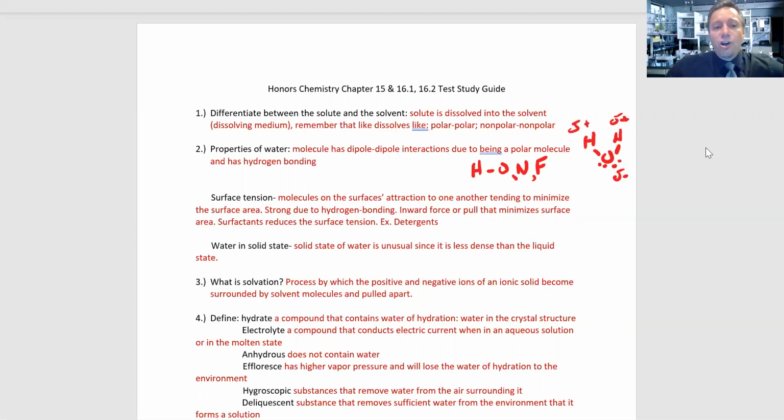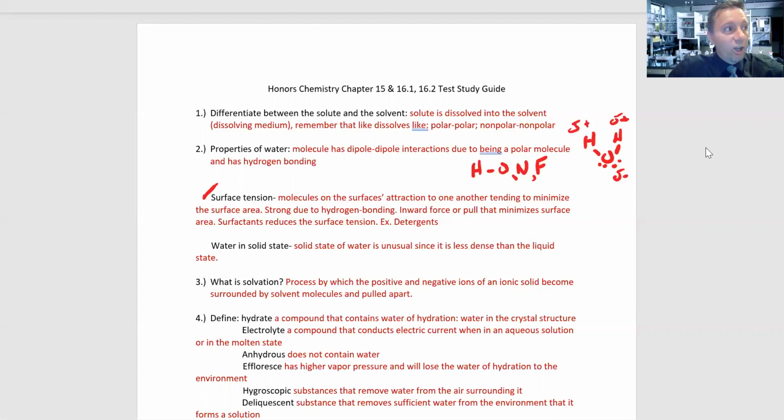All right, first off, under properties, let's look at surface tension. Molecules on the surface's attraction to one another tend to minimize the surface area. It is strong due to the hydrogen bonding, and an inward force or pull that minimizes the surface area. And that is surface tension. Water has a high surface tension.